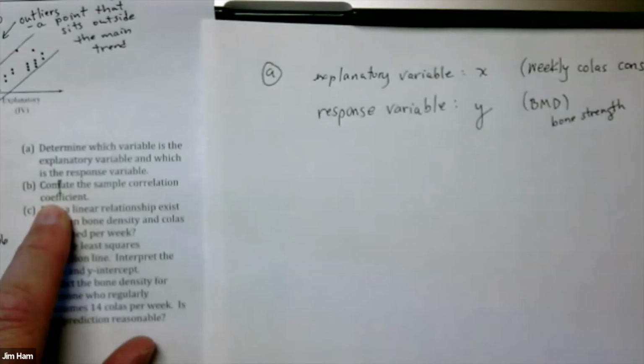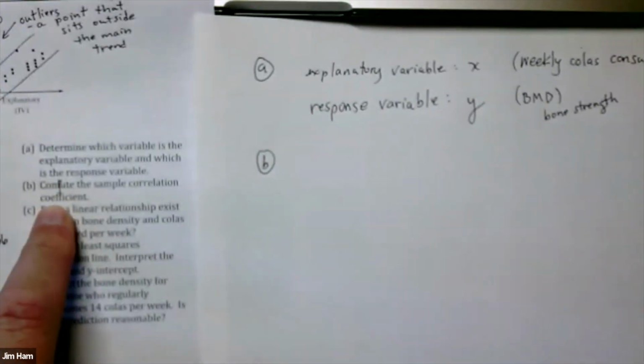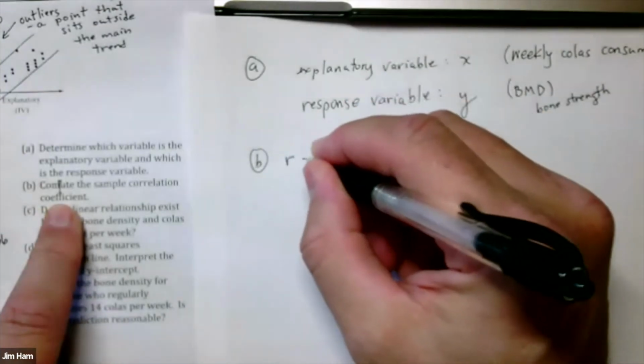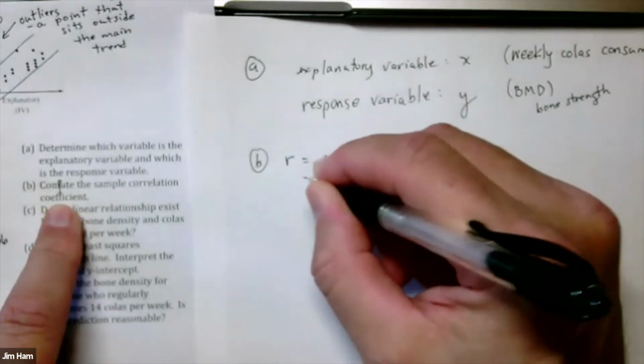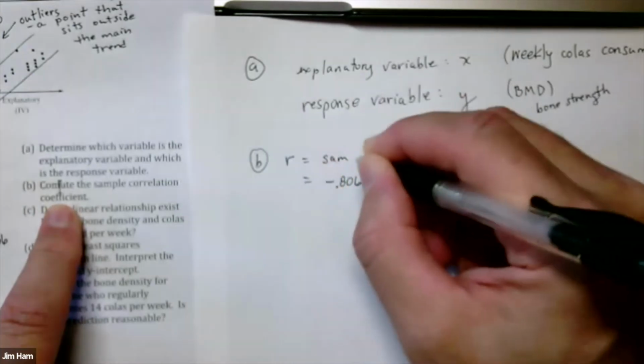Part B, we're going to compute the sample correlation coefficient. In this class, compute doesn't mean compute by hand. It means find the sample correlation coefficient. That's R. And we just found that to be 0.806.